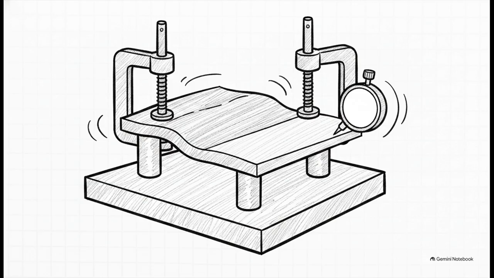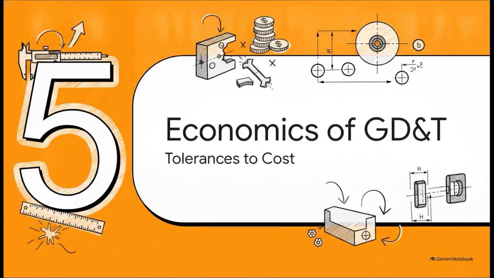This is literally how you stop rejecting perfectly good parts that will work flawlessly once they're bolted into the final product. Which leads perfectly into Section 5, the economics of GD&T, connecting tolerances to cost.